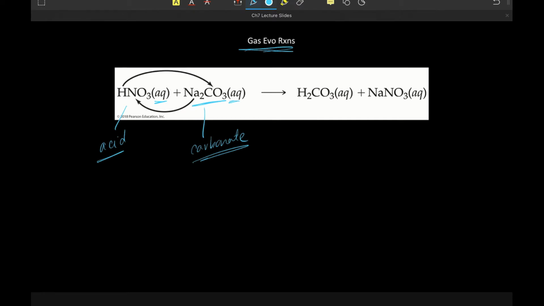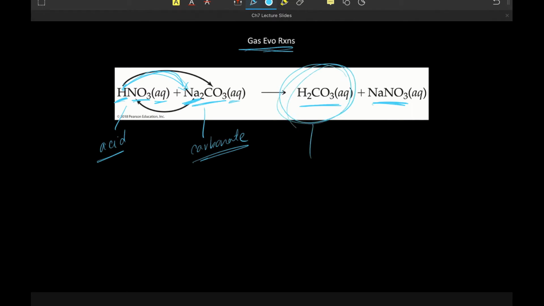We have two ionic compounds, so we're going to find our cations, and we're going to switch our cations. That's really what's happening. And so that sodium is now stuck to that nitrate, and that's where that product comes from. That hydrogen is now stuck to the carbonate, and that's where that product comes from. Now, in a gas evolution reaction, there is something special that happens.